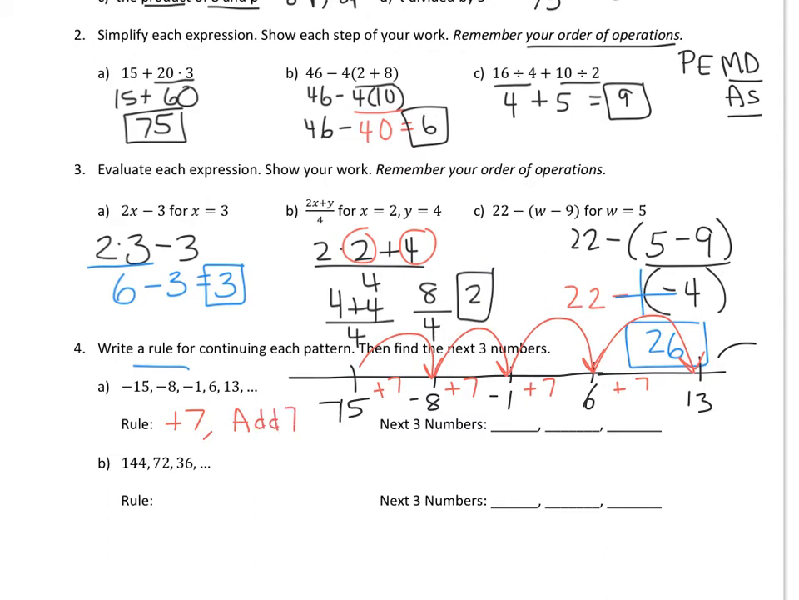So the next 3 numbers after 13 are going to be 13 plus 7 is 20. 20 plus 7 is 27. 27 plus 7 is 34.